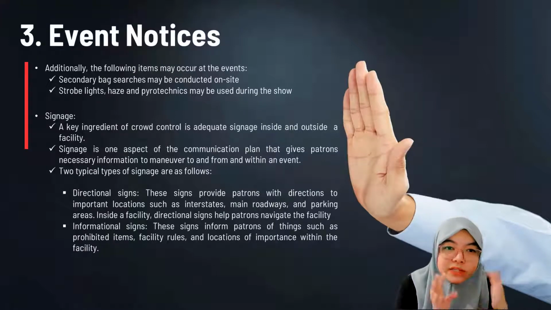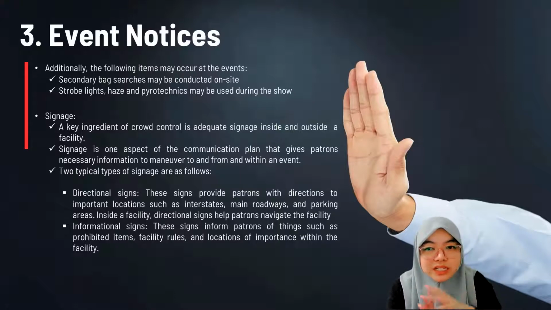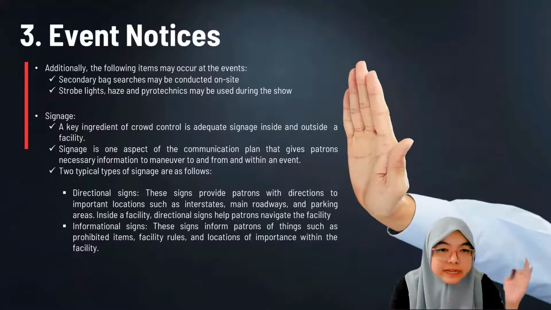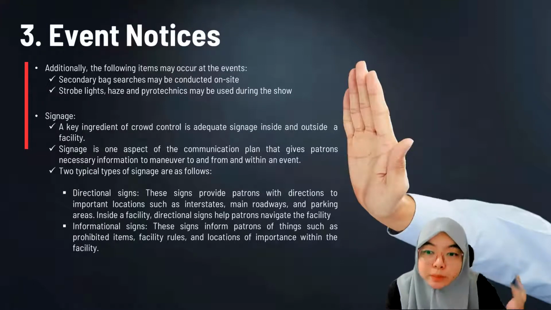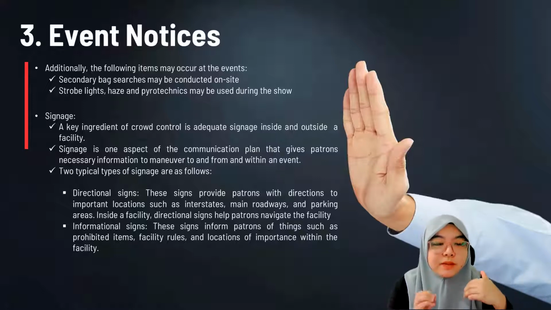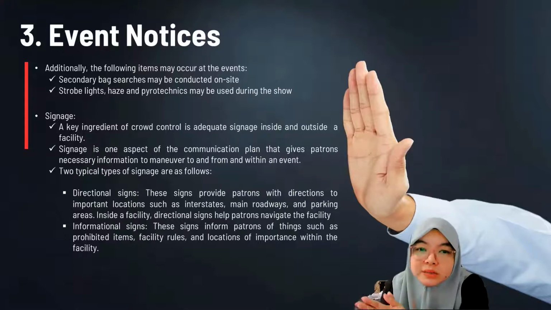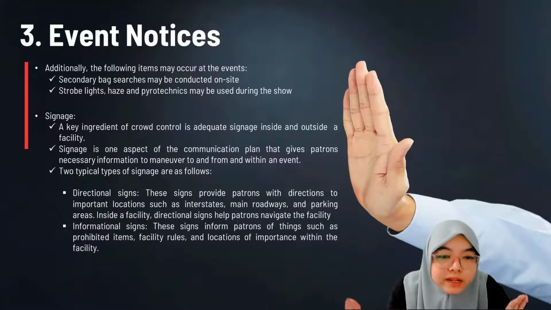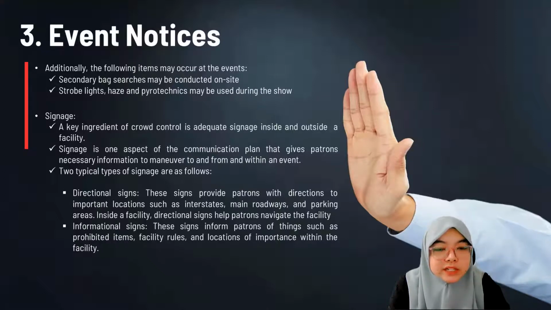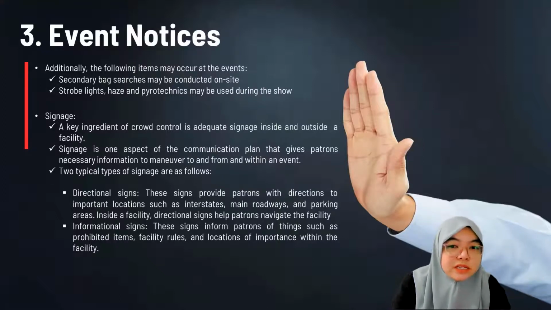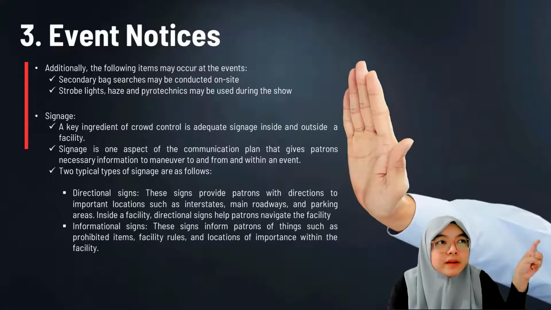Okay, as for signage, it is a key ingredient for crowd control, and adequate signage inside and outside a facility is important. Signage is very important especially as an aspect of communication plans. It will communicate to your spectators and participants. So that's why signage is very important. There are two types of signage. First, directional signs, meaning, okay, toilets.